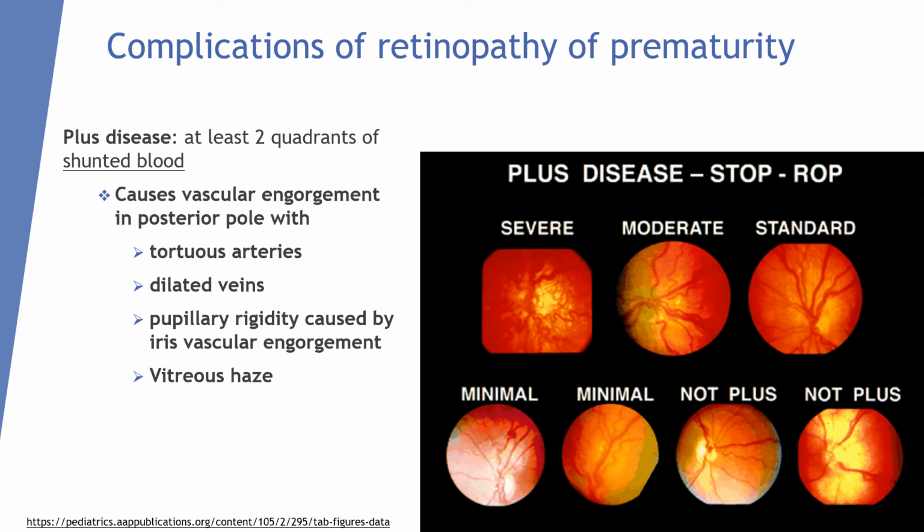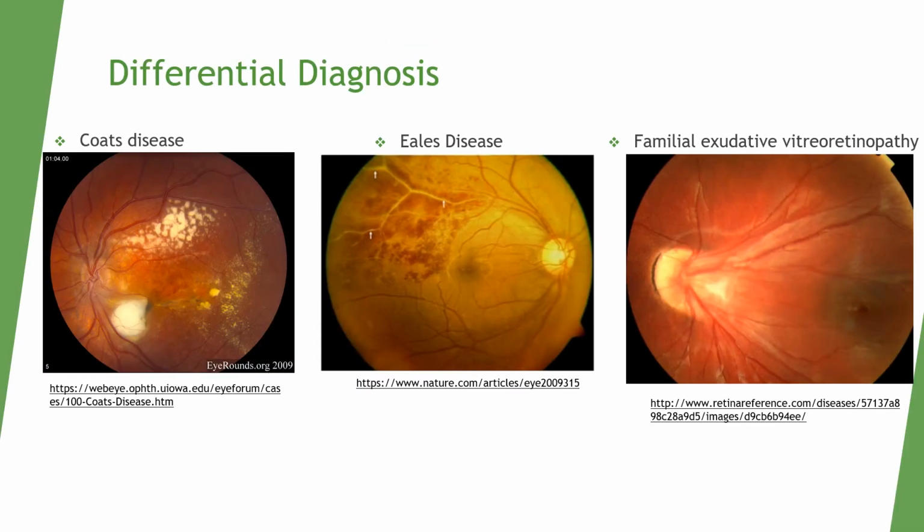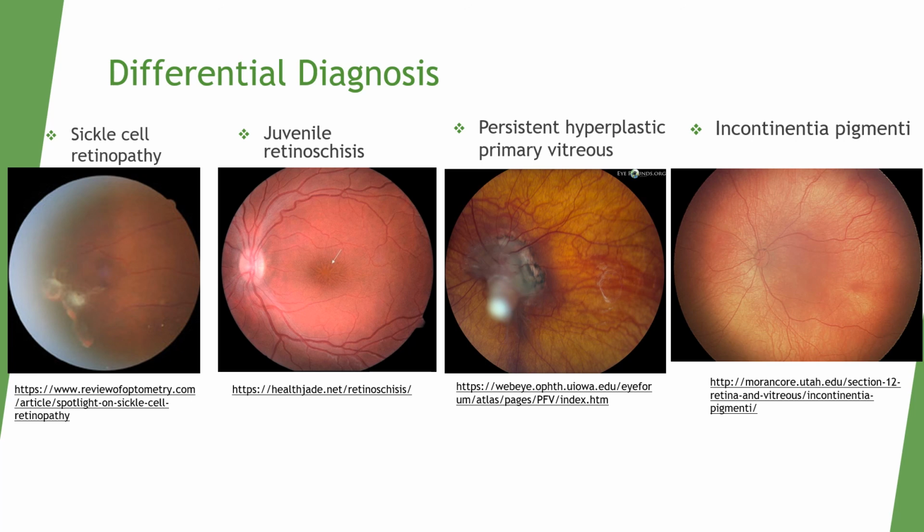Vitreous haze and pupillary rigidity can be present simply because of the stiffening of the iris due to vascular engorgement. Coats disease, Eales disease, and familial exudative vitreoretinopathy can present with similar constellations of signs. And these are some of the other diagnoses that must be ruled out before settling on retinopathy of prematurity.